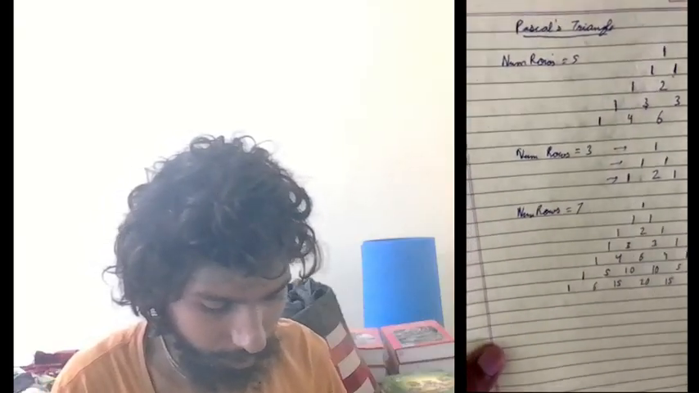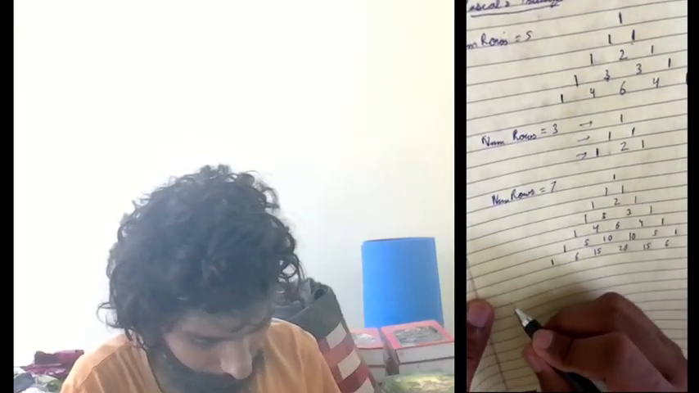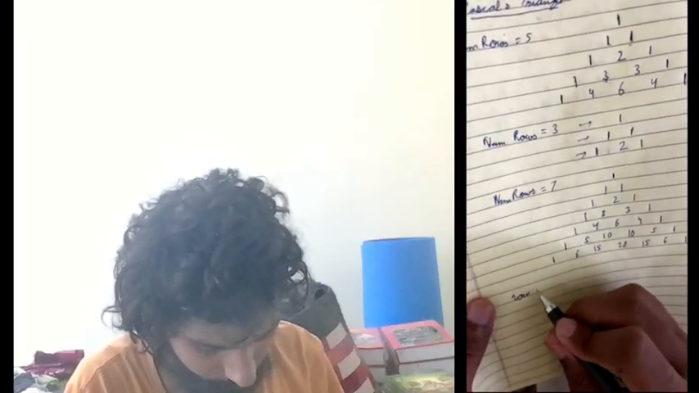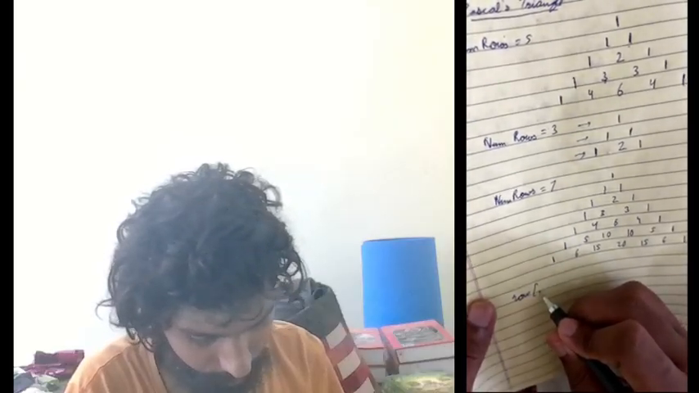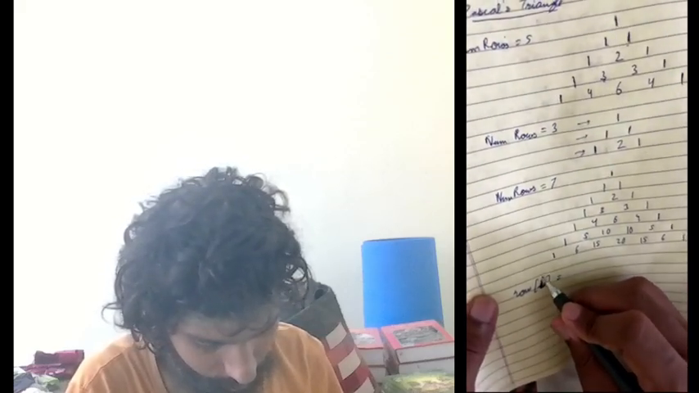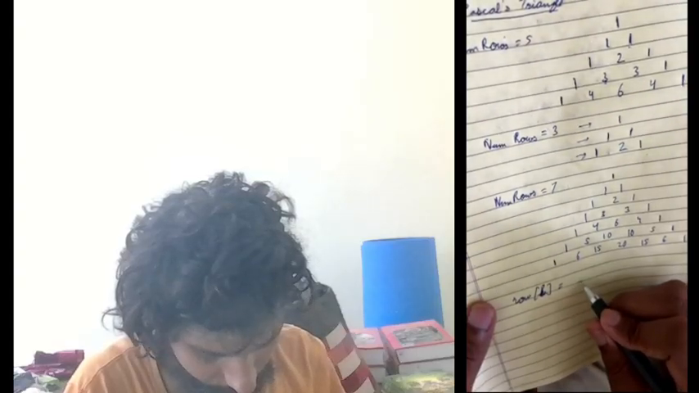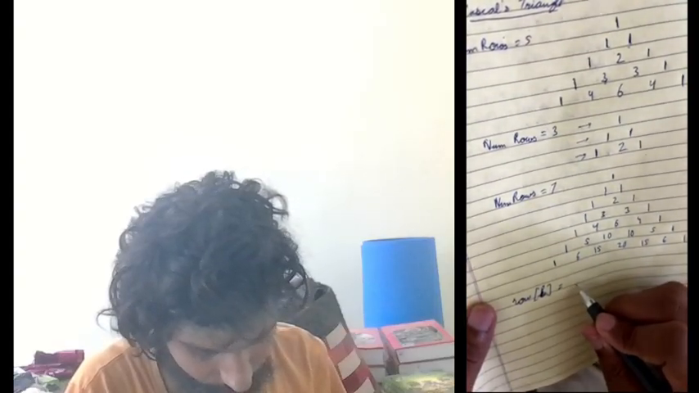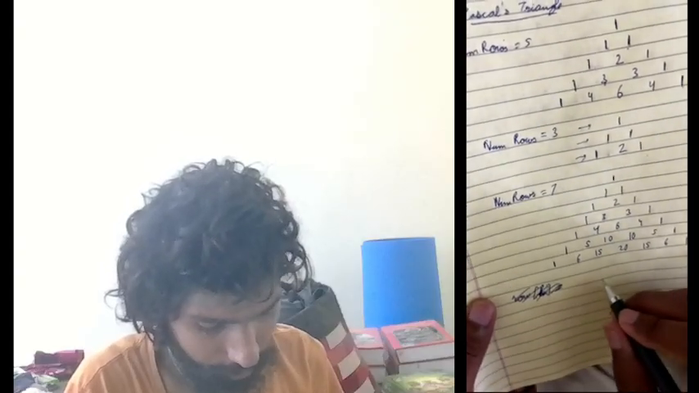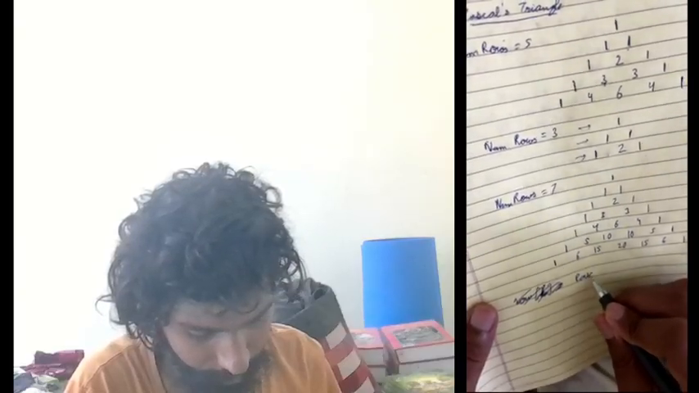So what is the formula that we are using to compute the next row? Let's say row i, and let's say our Pascal triangle. So Pascal triangle is a 2D matrix.